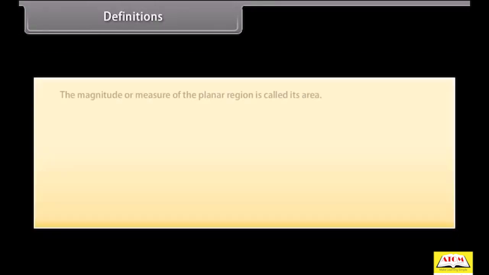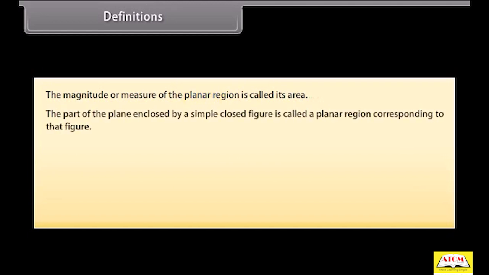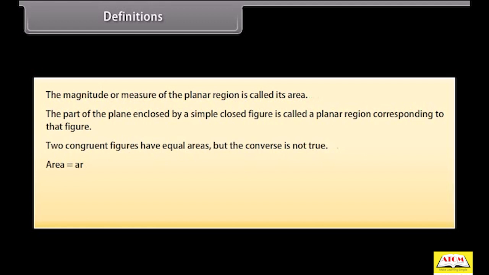Definitions. Students, the magnitude or measure of the planar region is called its area. And do you know what a planar region is? The part of the plane enclosed by a simple closed figure is called a planar region corresponding to that figure. Two congruent figures have equal areas, but the converse is not true. The area of a figure can also be denoted by AR. For example, area of triangle ABC can also be written as ar(ABC).